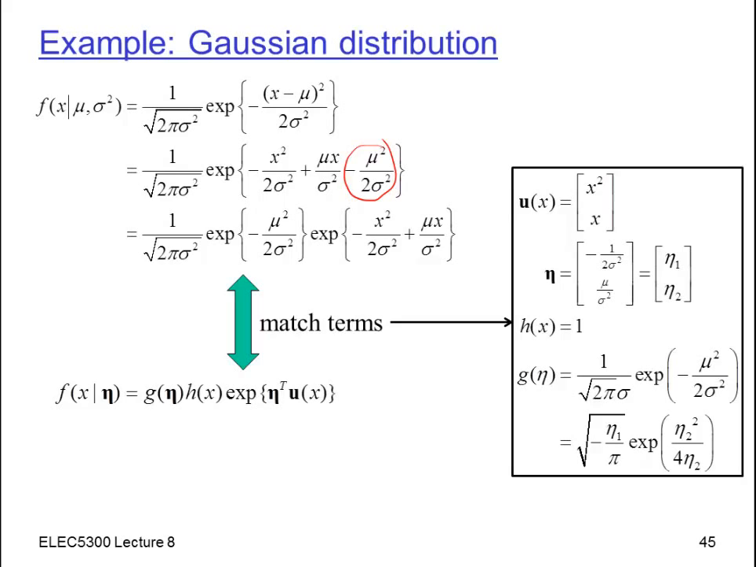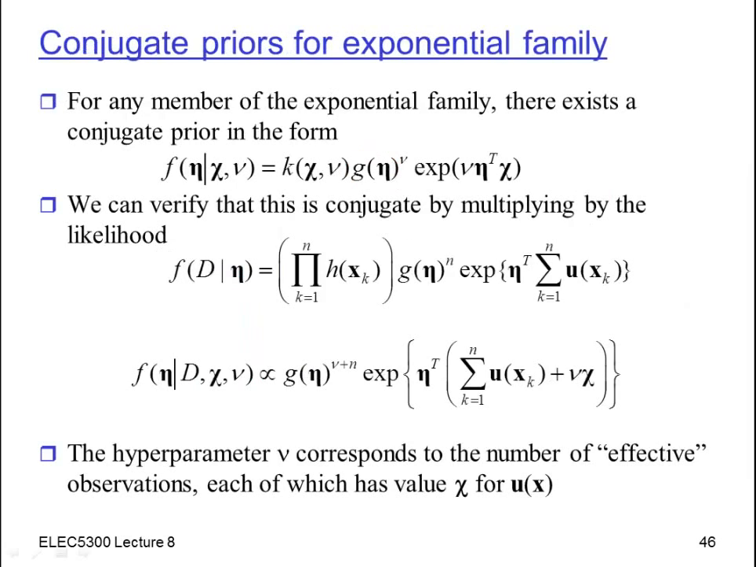So we've seen then two distributions, a discrete distribution and a continuous distribution, that can both be expressed as special cases of this exponential family of distributions. So finally, I'd just like to show you that the exponential family has a conjugate prior. The conjugate prior has this form that's shown here.